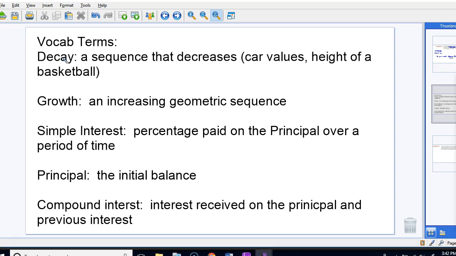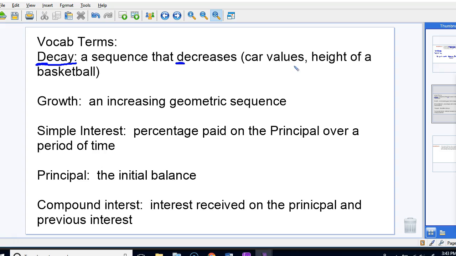Here are some vocabulary terms that you need to know. When we talk about decay, it's a sequence that decreases. So we're talking about a decaying sequence. It's a sequence that decreases. One way to remember that is they both start with the same letter. So things that decrease and decay are examples of them.